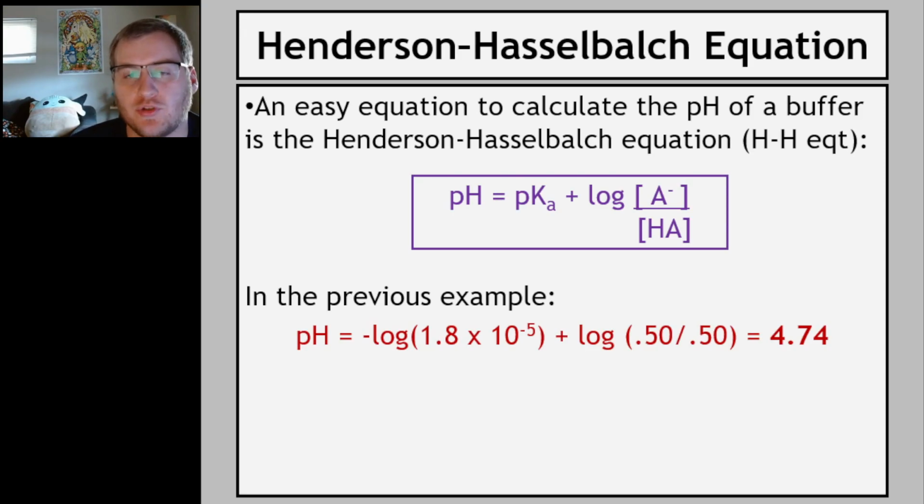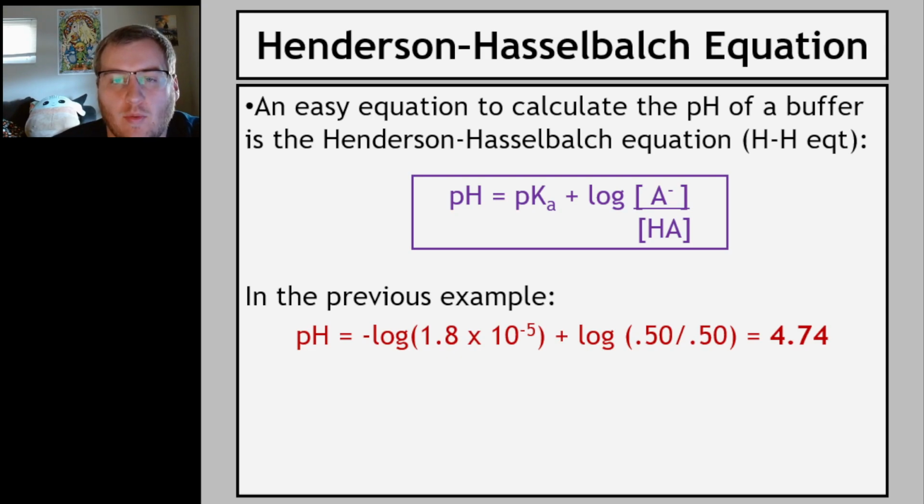But we don't have to do all that work, actually. There's a shortcut formula we can use called the Henderson-Hasselbalch equation. It's a pretty easy equation to calculate the pH of a buffer. It's called the Henderson-Hasselbalch equation. So write this down. It is pH equals pKa.